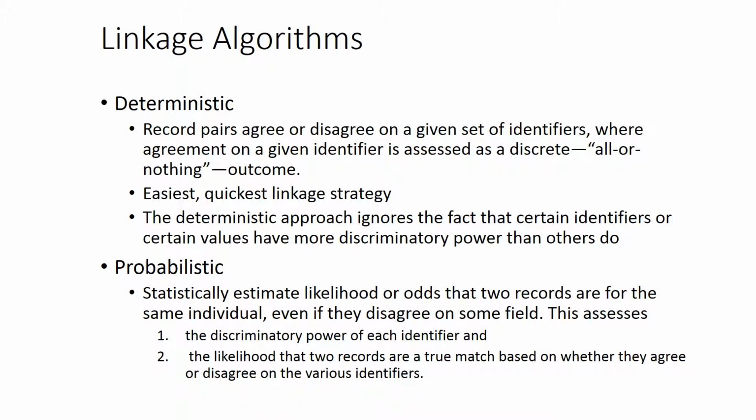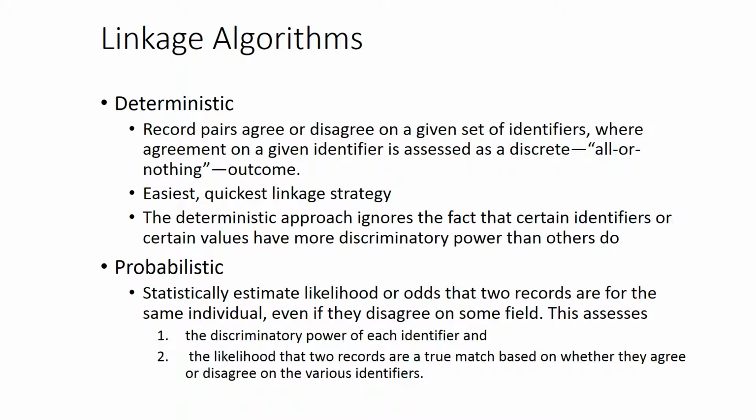So once these variables have been selected, you have to think about which type of algorithm you want to use to match the records from two different tables. The most commonly used is the deterministic approach. So in this case, record pairs agree or disagree on a given set of identifiers, where agreement on each of these identifiers is assessed as a discrete all or nothing outcome. These are exact matches. This is by far the easiest and quickest linkage strategy, but it ignores the fact that certain identifiers or values have more discriminatory power than others do.